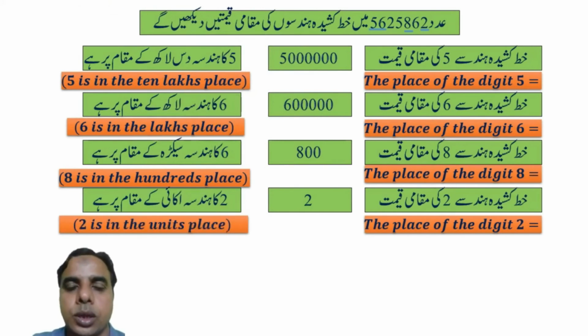So in this question, students, let us write the place value of the underlined digit of the number. So here 5 is underlined, then 6 is underlined, then 2, 5, then 8, 6, 2, 8 and 2. These are the underlined digits. So we have to find out these place values. Okay, so the place value of the digit 5 is 50 lakhs. Okay, 5 is in the 10 lakhs place.